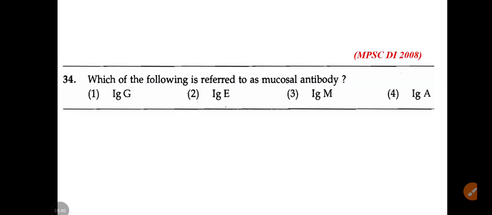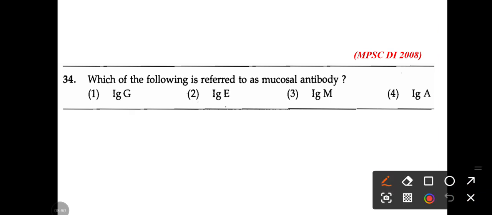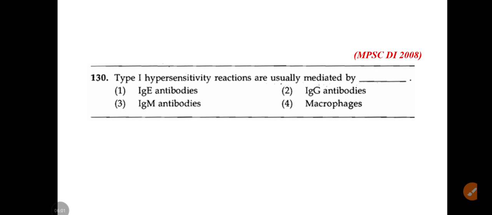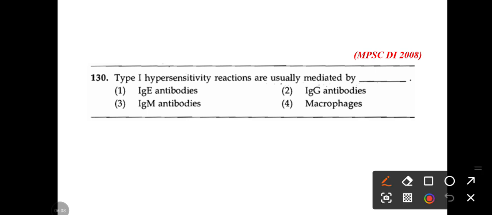Okay, here are some previously asked questions in your MPSC drug inspector exam. Which of the following is referred to as mucosal antibody? Just as we have seen, the antibody present in breast milk, mucus and blood is your IgA. Next, type 1 hypersensitivity reactions are usually mediated by. We have seen that type 1 hypersensitivity reactions are mediated by your IgE antibodies.